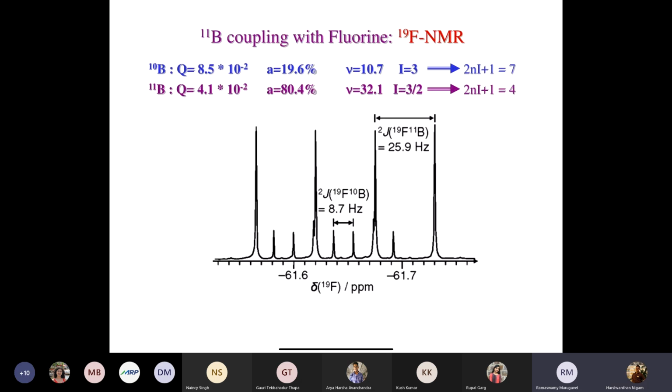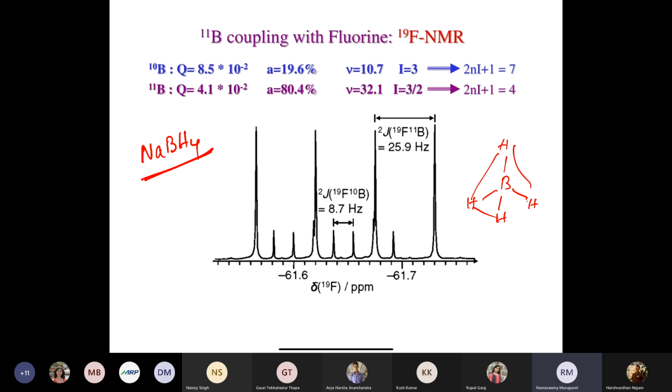Doesn't matter. This is a spectrum of sodium borohydride. Such a beautiful system. If you want to teach quadrupolar and non-quadrupolar NMR spectra, I think this is the best example you can look for, because I talked about the coordination geometry being tetrahedral.